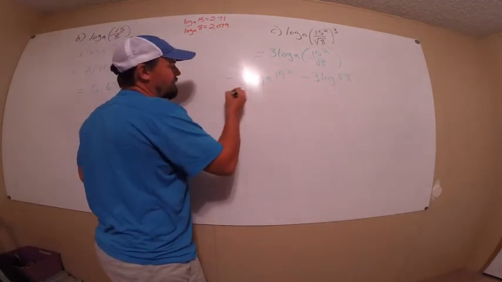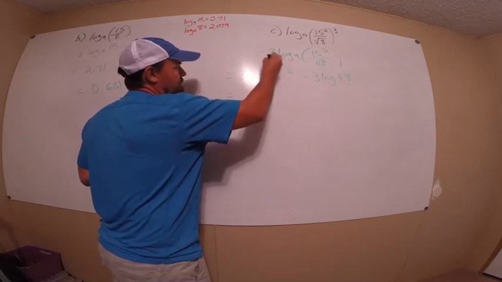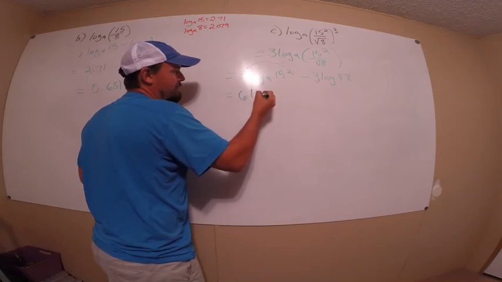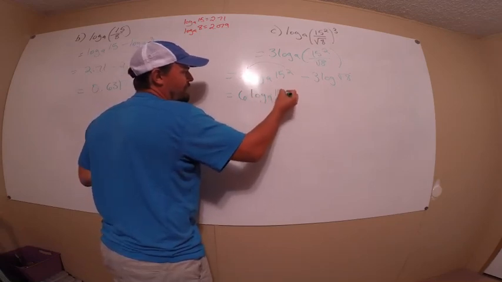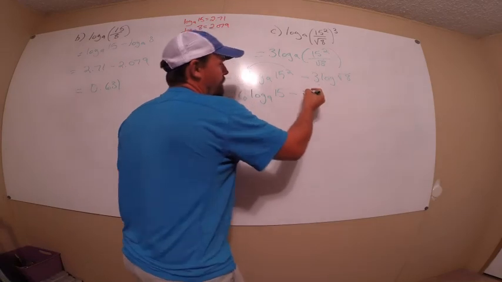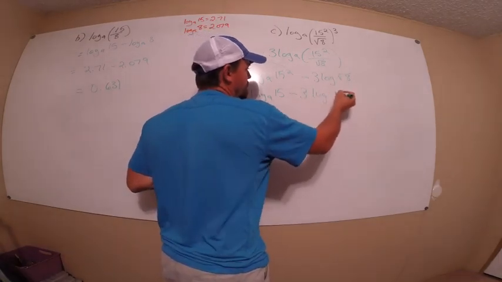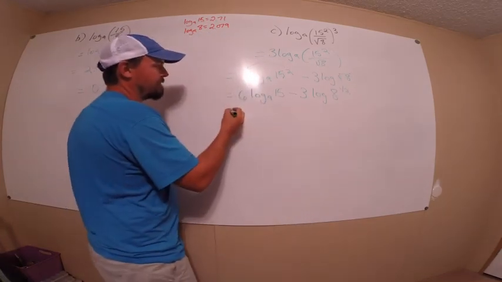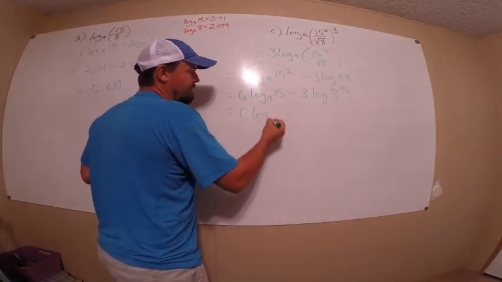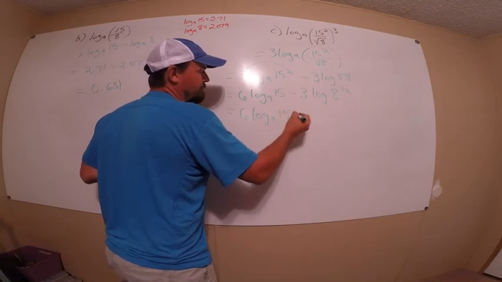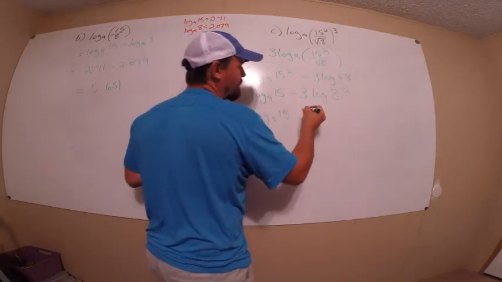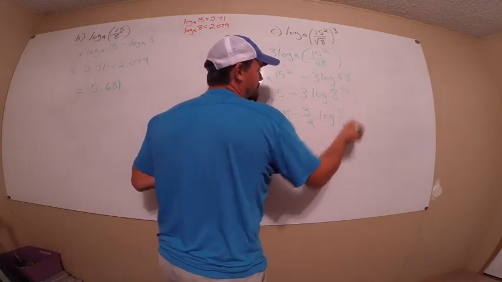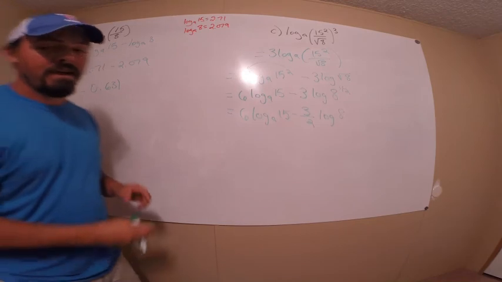I can get rid of this square exponent pretty easily. I can bring it to the front and multiply it times that 3. So I get 6 log base A of 15. I'm going to do an extra step over here just so that you see it. I'm going to change that square root to a half. I'm going to bring that half forward. 3 times a half is just 3 over 2 log base A of 8. Okay, now I've got what I need.